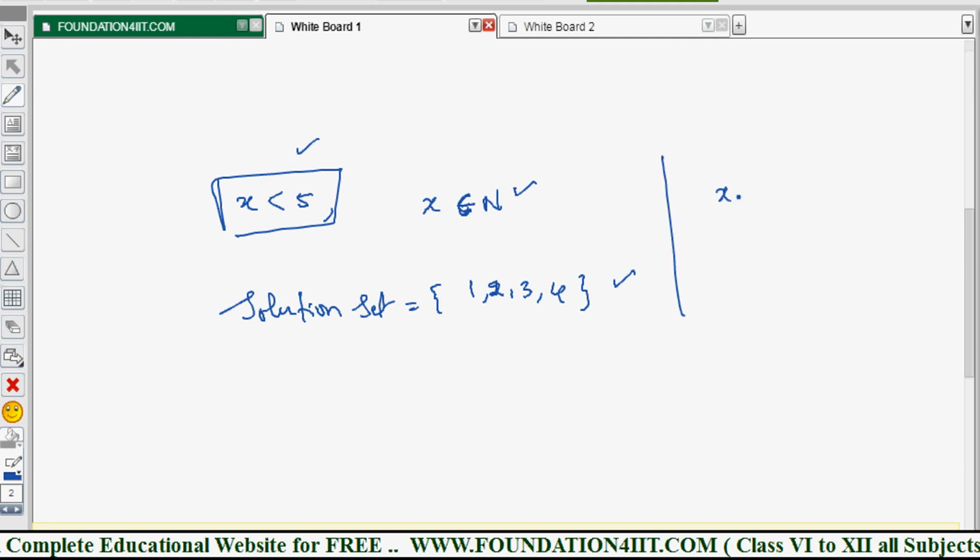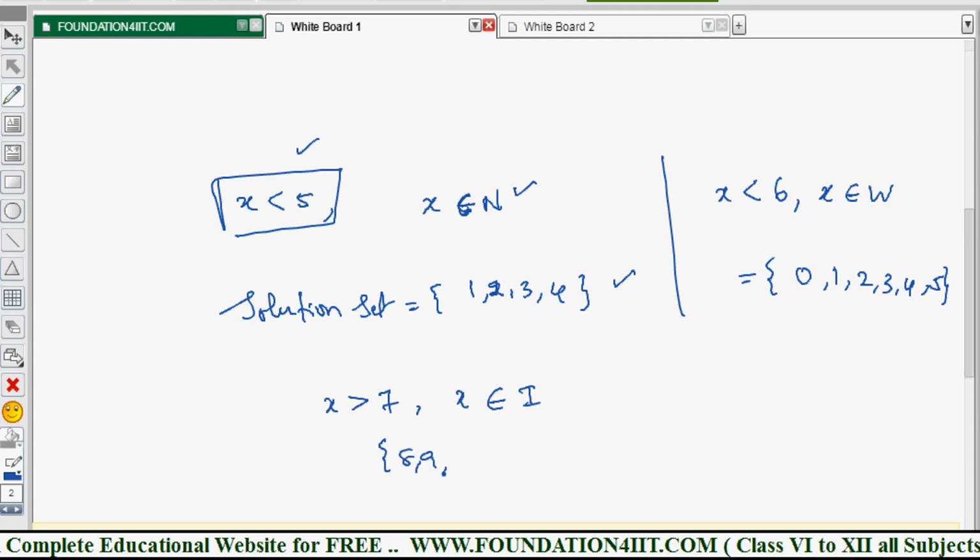Or else, x is less than 6 but x belongs to whole numbers. Whole numbers start from 0. So for this solution set, you have 0, 1, 2, 3, 4 and 5, because x is less than 6 and x belongs to whole numbers. And if x is greater than 7 and x belongs to integers, you can take 8, 9, 10 and so on till infinity.